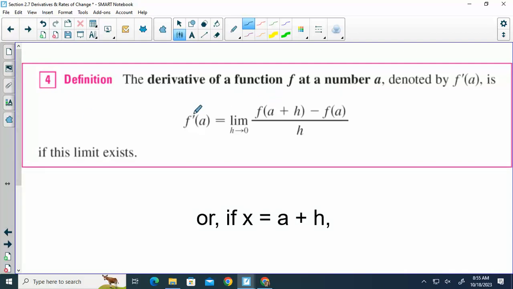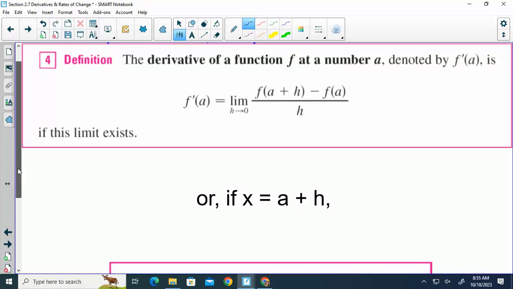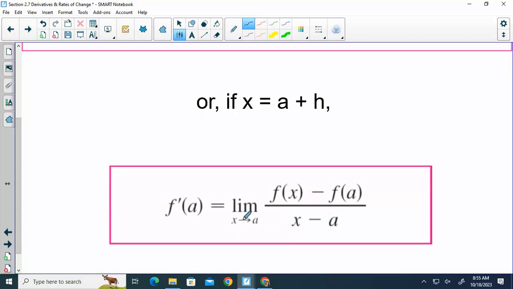We are used to f of x being a function. For a derivative, you call it f prime of x, just representing a derivative. And it's the same thing. So it's the limit as h approaches 0, f of a plus h minus f of a all over h. So the same thing we were doing yesterday. Or if you did the other notation, you could have the limit as x approaches a, f of x minus f of a over x minus a.